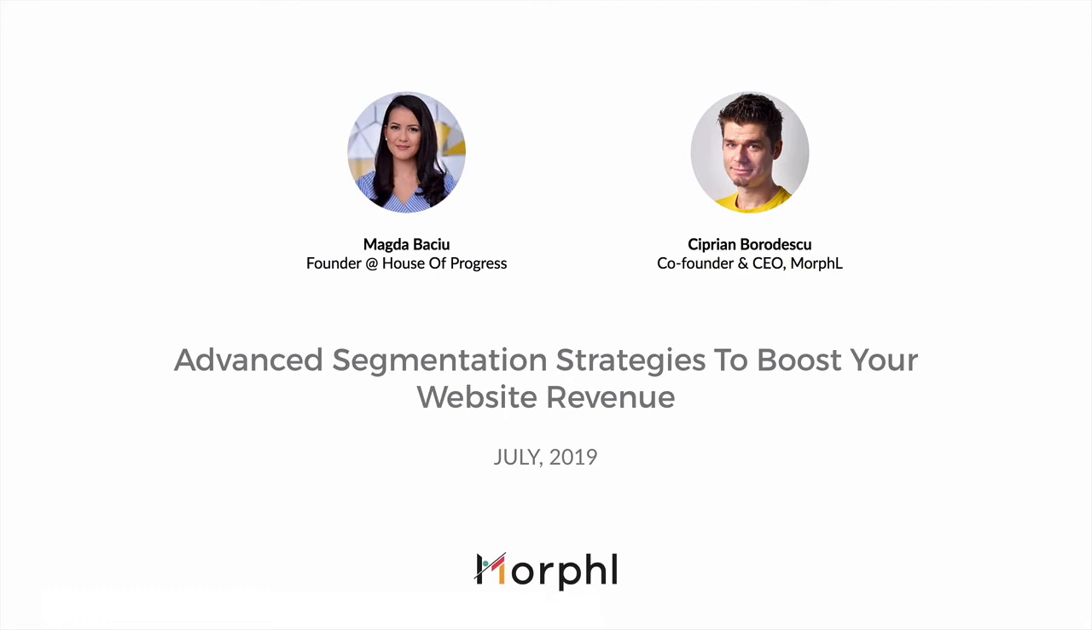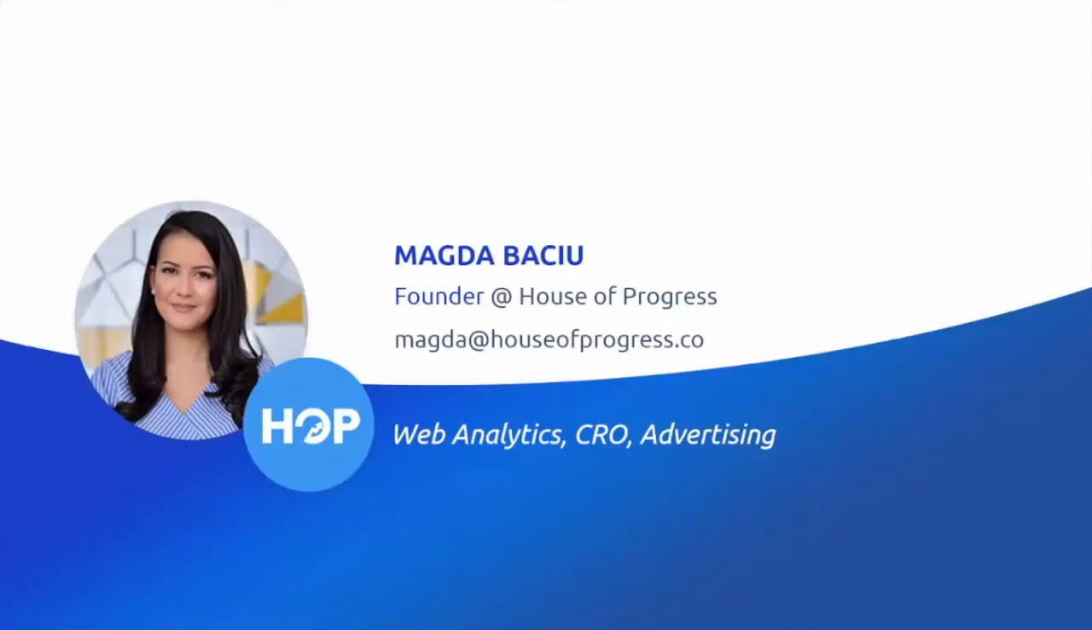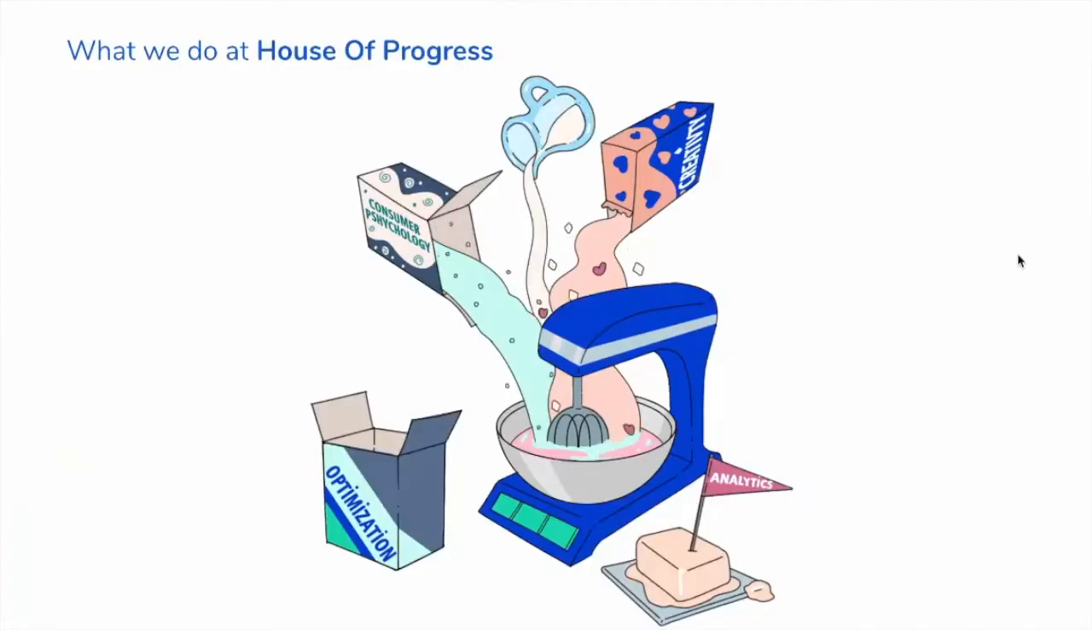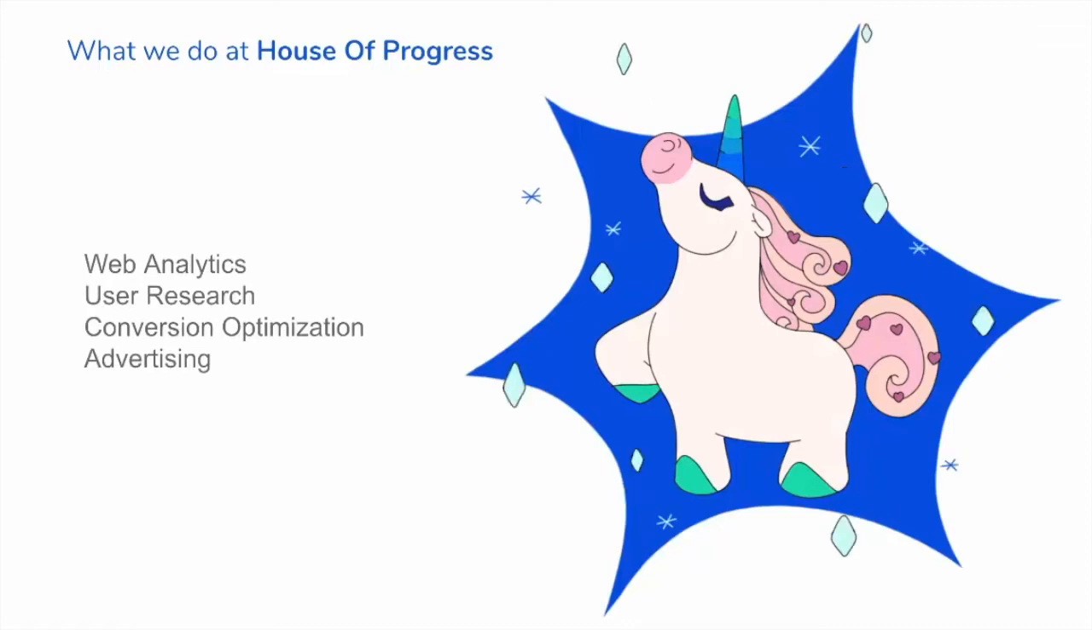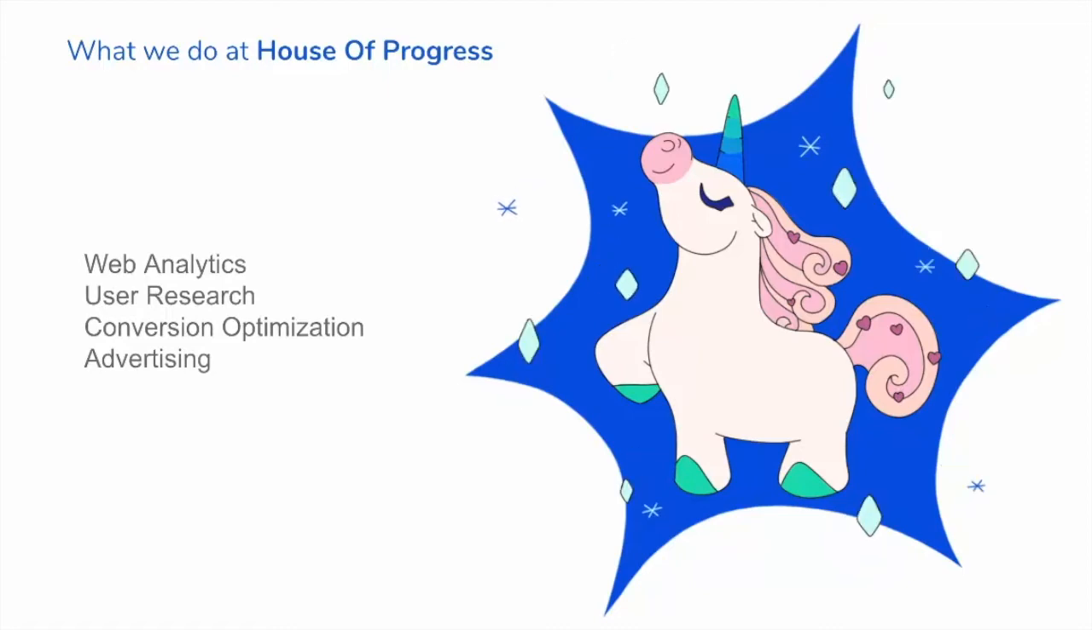Awesome. So I suggest we dive right in. Why don't you tell us a bit about yourself and then jump straight into the presentation? Yeah, sure. As Ciprian mentioned, I'm leading House of Progress, a data analytics and growth agency that I founded about 3 years ago. We are focused on leveraging data analytics and research for marketing purposes. More specifically, we are helping online businesses to implement complex tracking plans to accurately collect data. And we're also building customer-centric CRO and advertising strategies.